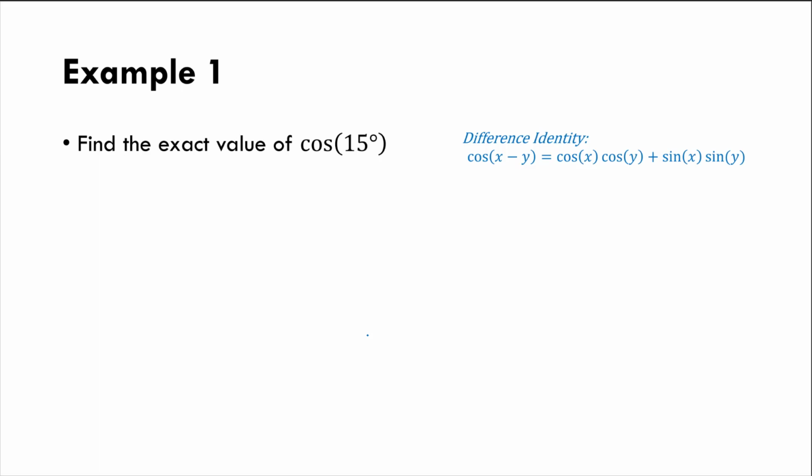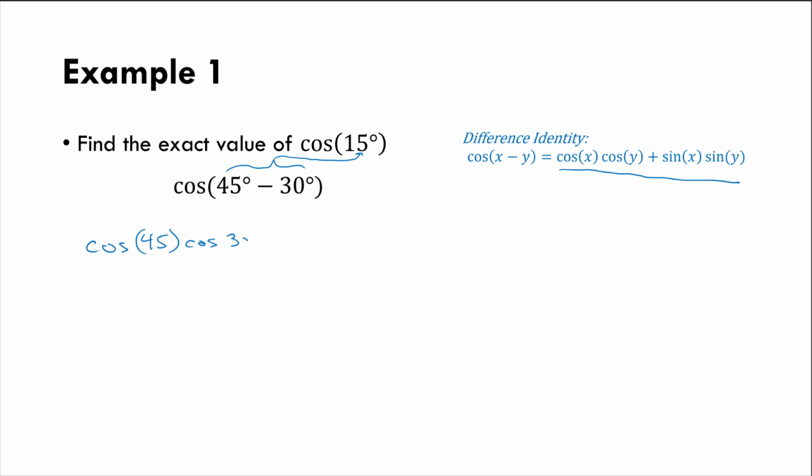That says that cosine of x minus y is equal to, well, this is what we just proved. So I'm going to take this 15 and change this into cosine of 45 minus 30 degrees, because 45 minus 30 is equal to this 15 here. It's the same thing, so we're allowed to do that. So now I've got cosine of 45 times cosine of 30 plus sine of 45 times the sine of 30.